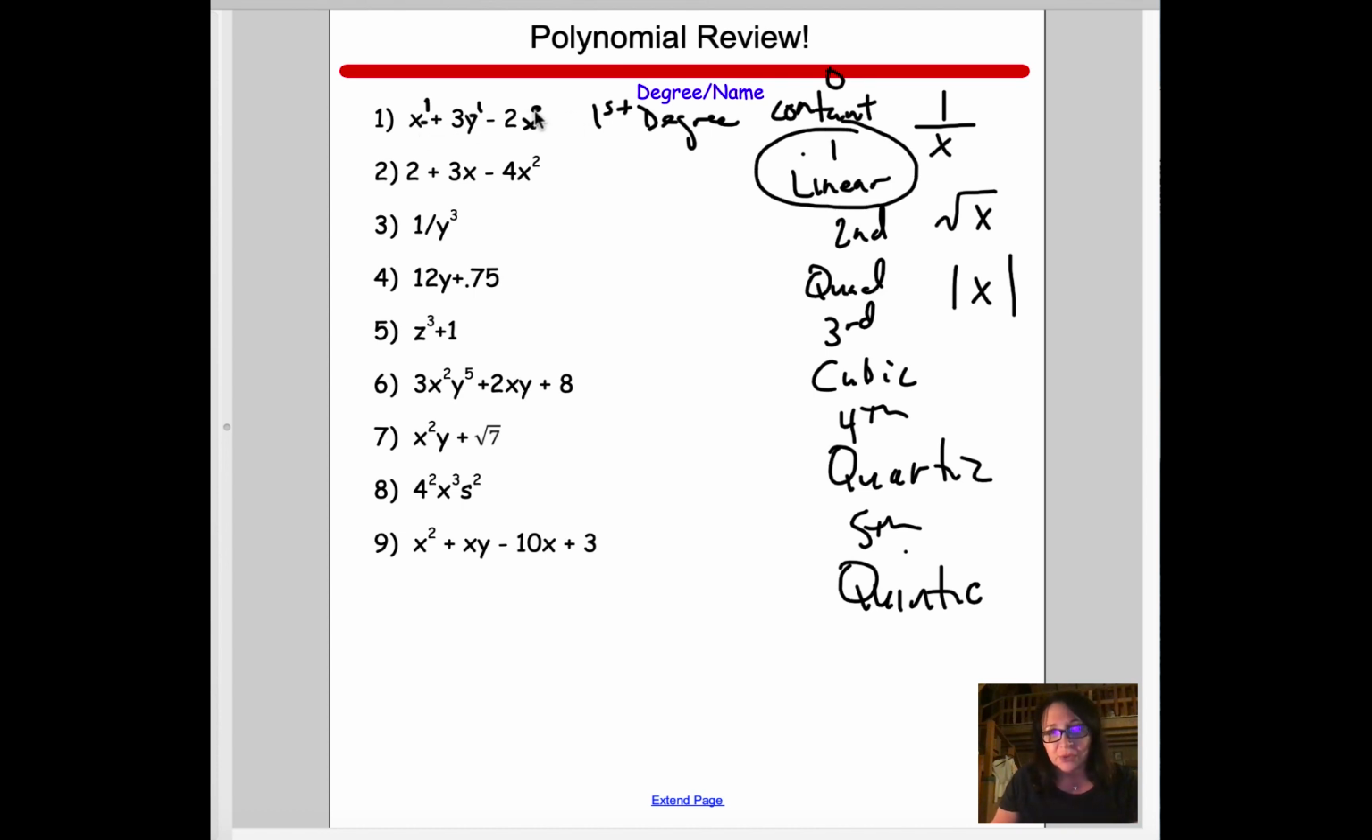So this right here, which is a first degree, is actually linear. So this is 1, 2, 3 terms. So we call this one right here a linear trinomial. So this is x to the 0, x to the 1, x squared. So we take the highest power, so this is 2nd degree, which is quadratic. So we call this a quadratic trinomial.